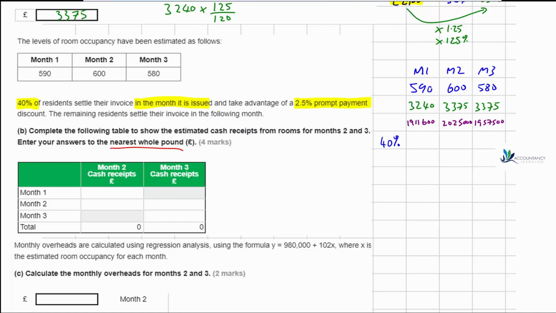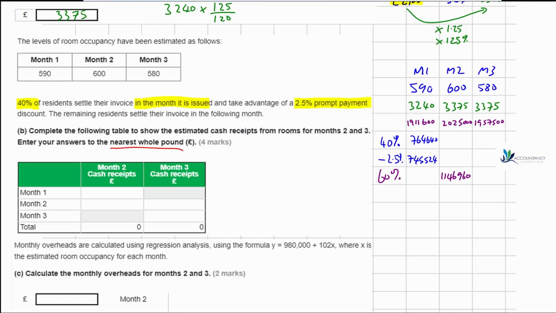So for month 1, 40% would be 764,640. But remember, they get a prompt payment discount, so we need to take off 2.5% of this, don't we? So that would leave us with 745,524. And that's paid in month 1. And then the remaining 60% is paid in month 2. So there's the 60% paid in month 2.